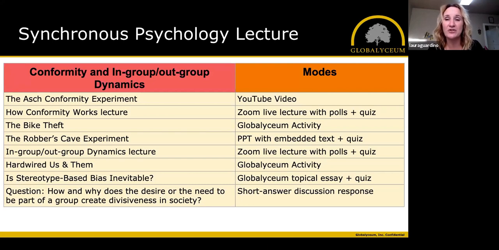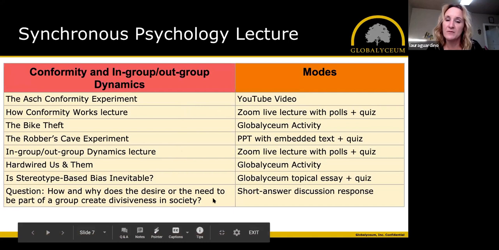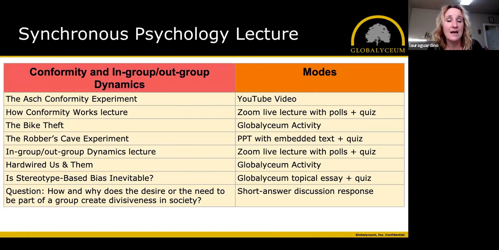So if you really structure your class with these different modes and provide some activity inside your synchronous session, you're going to really set yourself up for success. So you'll see my week is broken down. I still have an essential question. This is for psychology, and this is what some of our psychology professors who've been using us before have done. But it says, how and why does this desire or need to be a part of the group create divisiveness in society? So this is the question, the group dynamics that we're trying to look at through this activity.